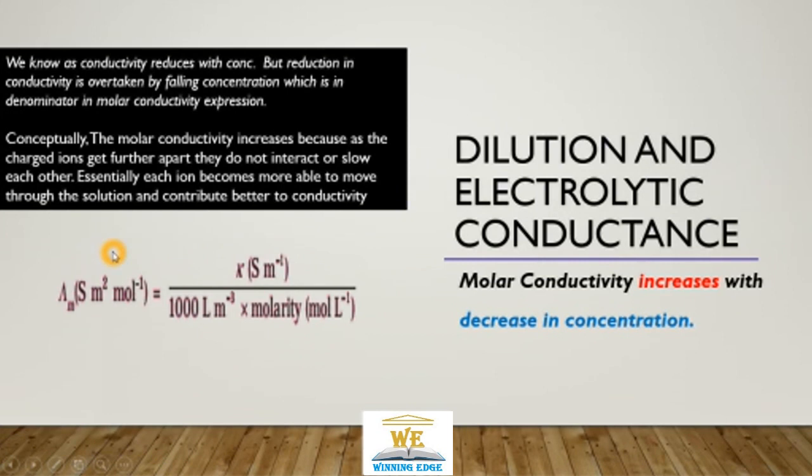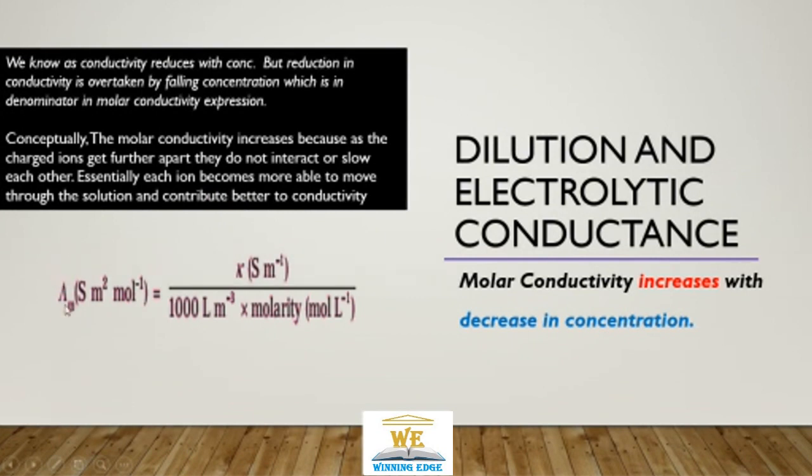We want to understand it from a concept point of view. What happens when solutions are concentrated? There is the effect of ions on each other's conductance. They interfere, they keep on striking each other. Their movement is not free because of their interactions, so they slow down each other. But when we dilute it, the number of ions per unit volume reduces, so each ion can move better. Because of their better movements, the molar conductivity will increase.